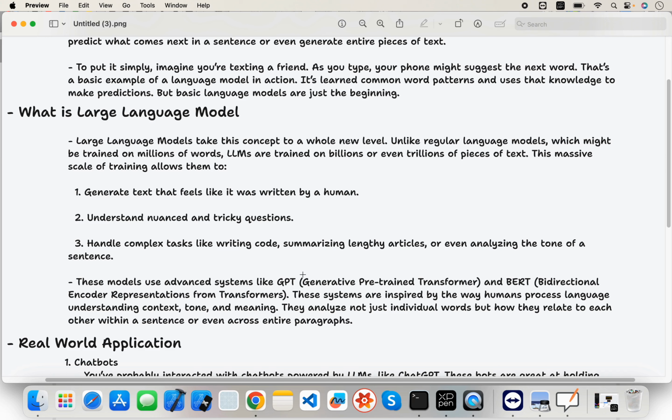And it can also analyze your sentence or tone as well. You can ask for a polite tone, or you can provide a prompt like write this thing in a polite way, right? It will rephrase it.